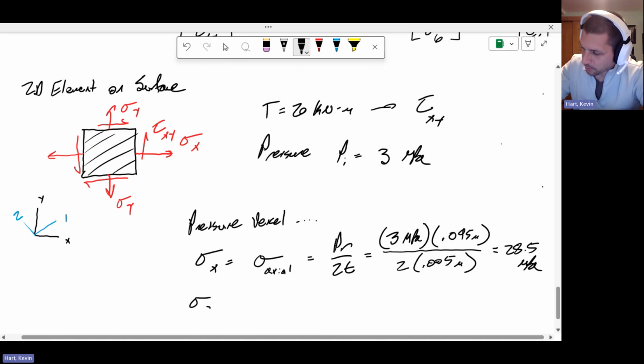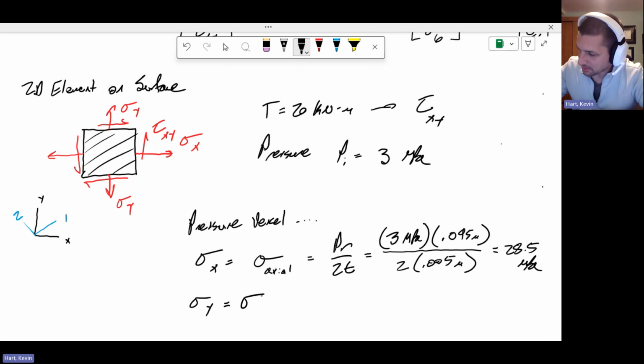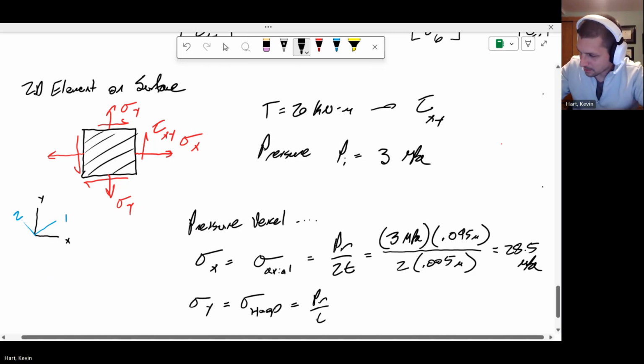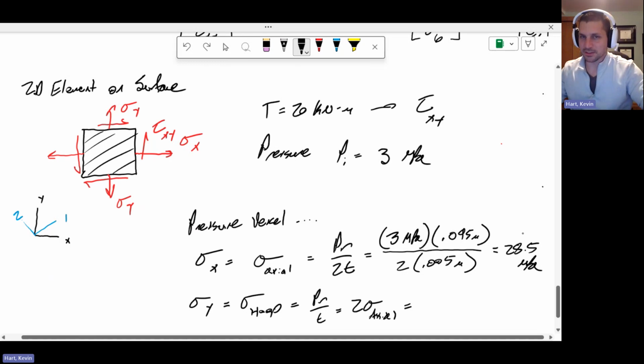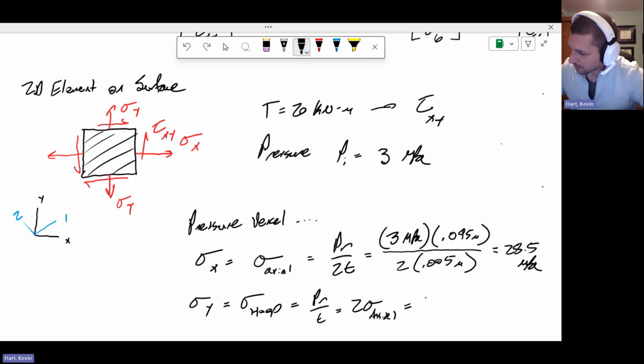We can do a similar thing for the hoop stress, the hoop direction, which in our case is the sigma y direction. You might see this as hoop stress or transverse stress, or sometimes it's just sigma with a little theta underneath it. This is PR on T, and this happens to be twice the axial stress. So you can just multiply this 28.5 times 2, and you'll see that this is 57 MPa.